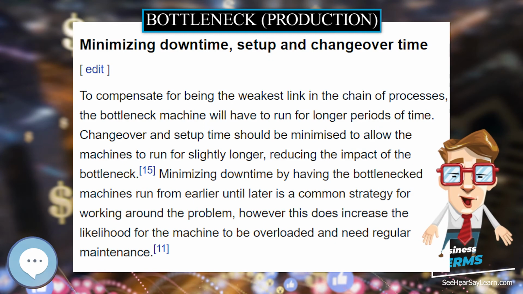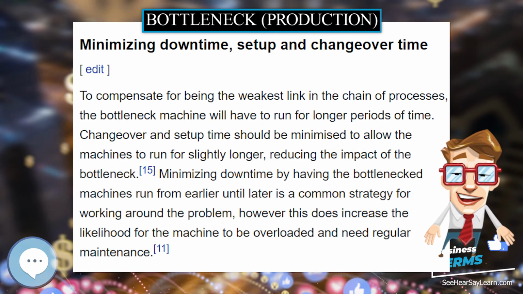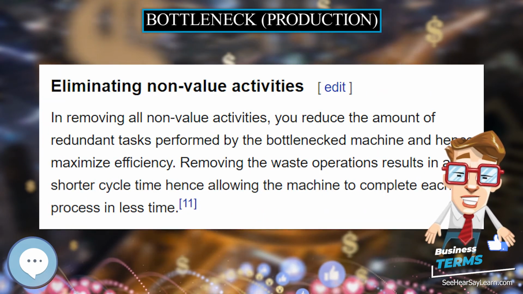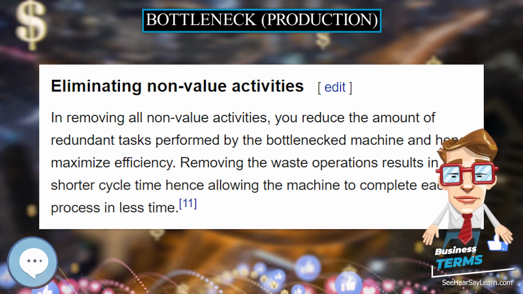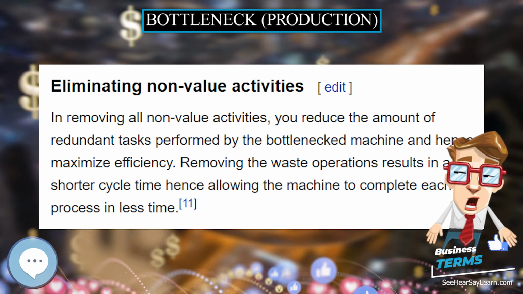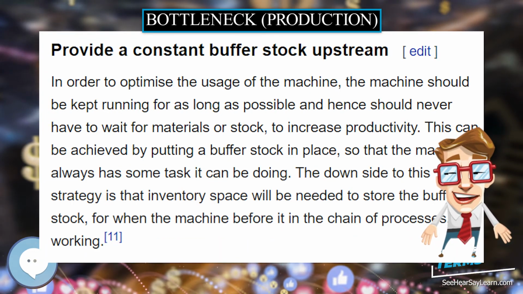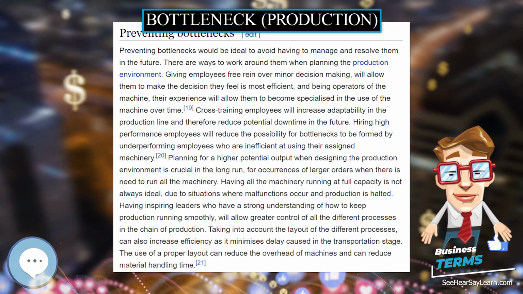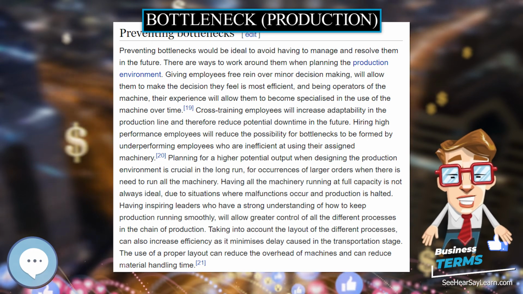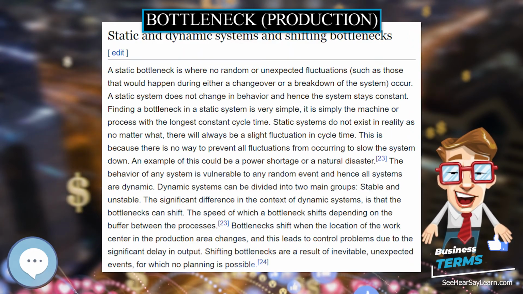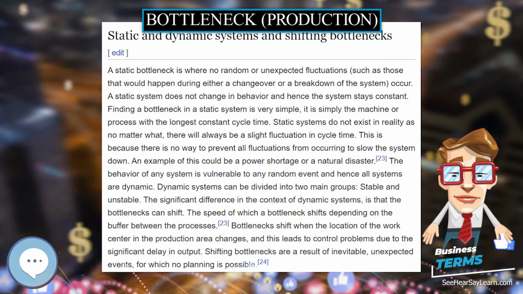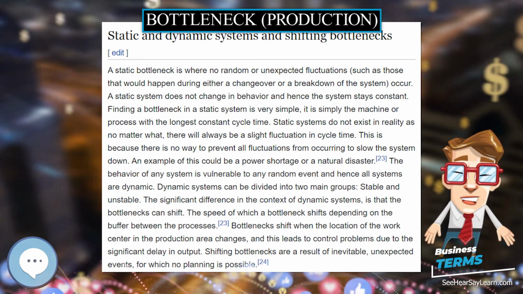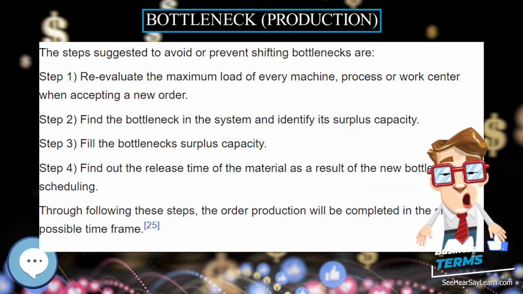The significant difference in the context of dynamic systems is that the bottlenecks can shift. The speed at which a bottleneck shifts depends on the buffer between the processes. Bottlenecks shift when the location of the work center in the production area changes, and this leads to control problems due to the significant delay in output. Shifting bottlenecks are a result of inevitable, unexpected events, for which no planning is possible.